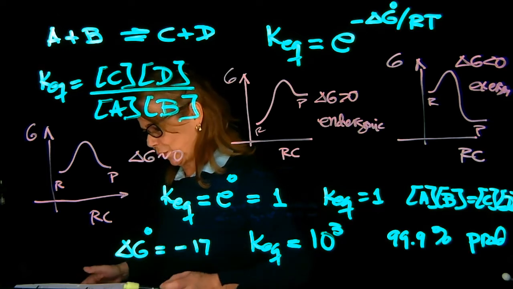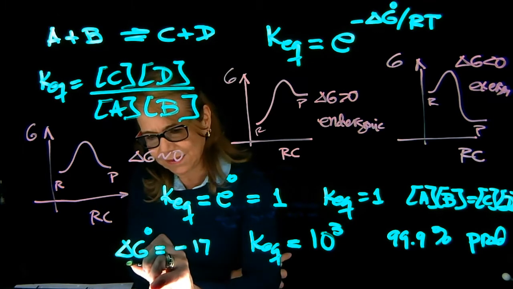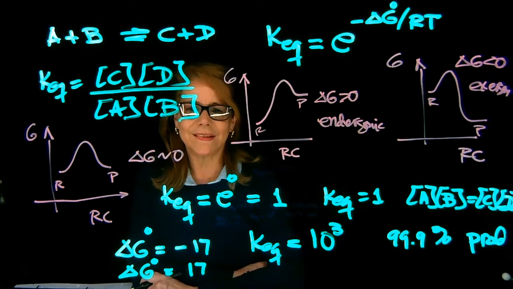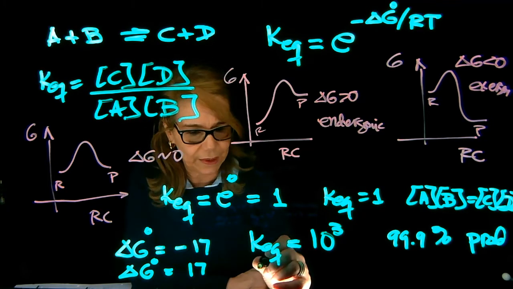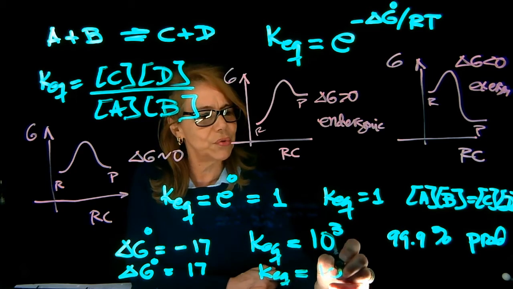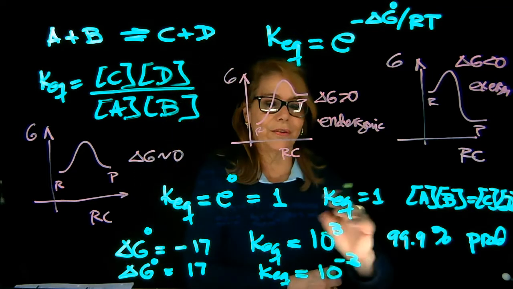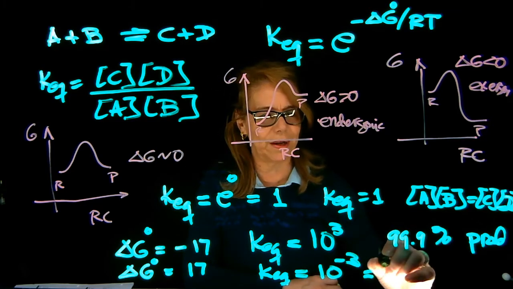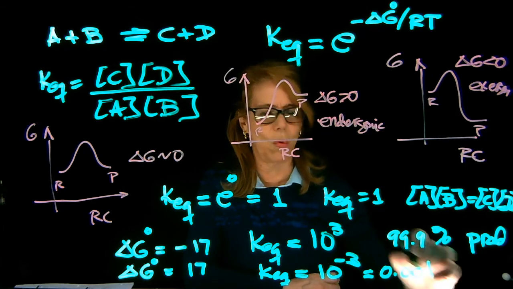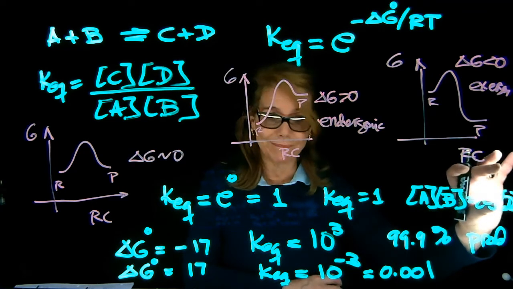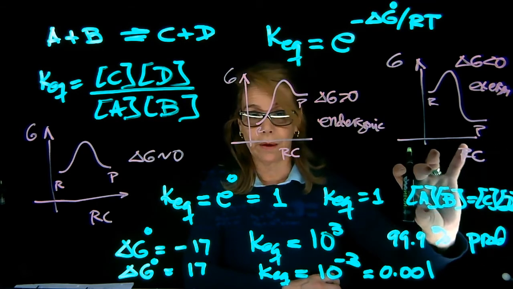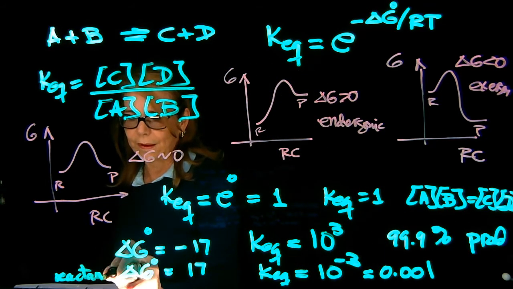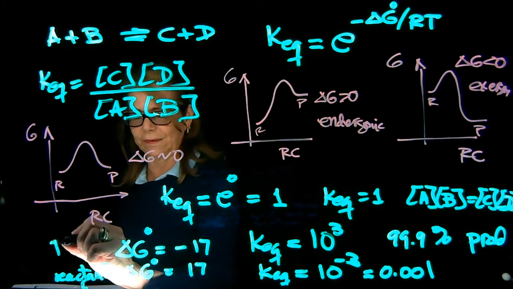So what happens if we now have this delta G? I'm going to pick the same number, but now with a positive sign. Positive 17. That would mean an equilibrium constant of 10 to the negative 3. That's much smaller than 1, whereas 10 to the 3 is larger than 1. You can write it as 0.001. So the fraction of product is very, very small, and we will have more reactants. So this means reactant favored, and this is product favored.